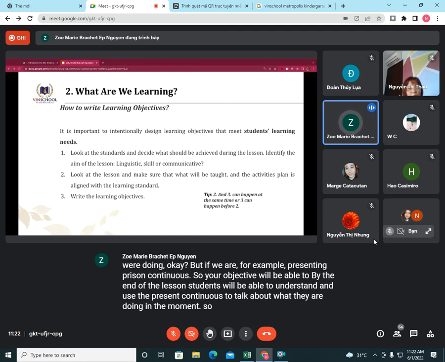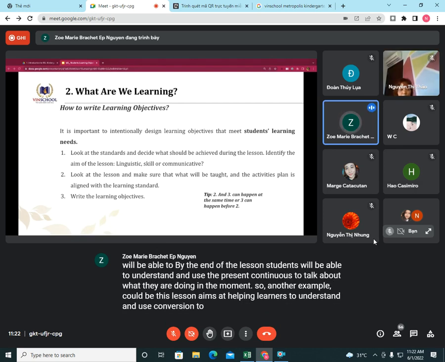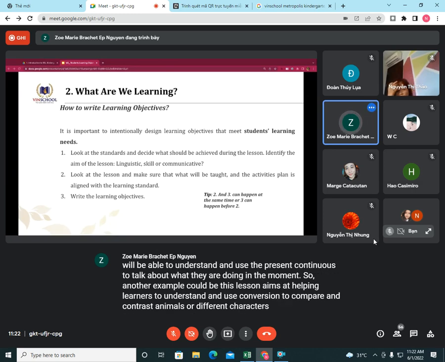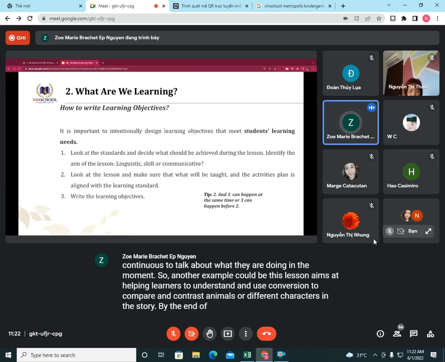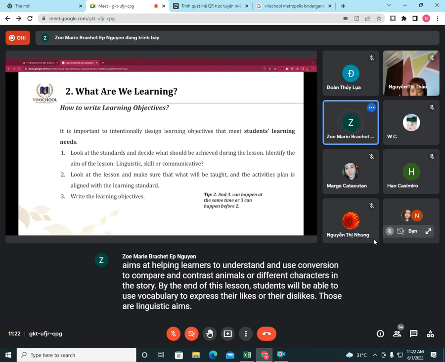So another example could be, this lesson aims at helping learners to understand and use comparison, to compare and contrast animals or different characters in the story. By the end of this lesson, students will be able to use vocabulary to express their likes or their dislikes. Those are linguistic aims. But you might choose to have a skill aim.